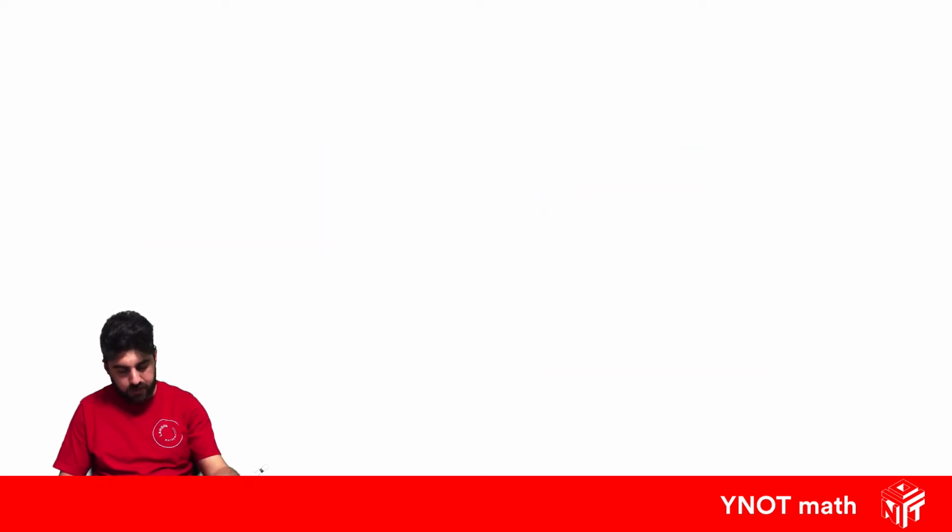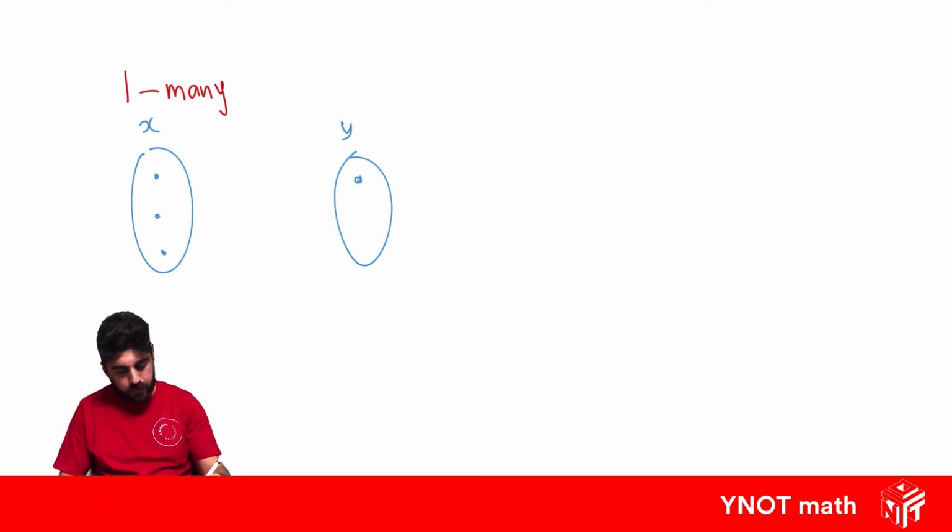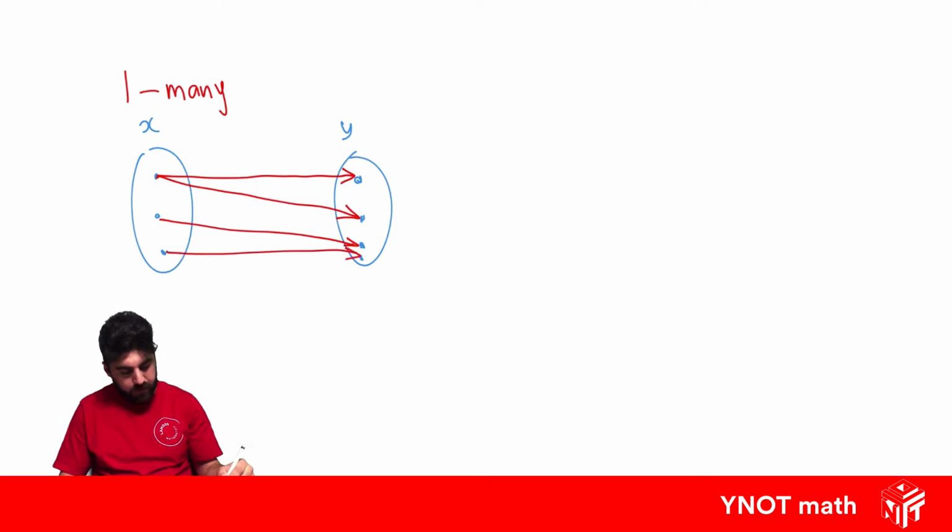Our next one is going to be a one-to-many relation. So if we draw our diagram for this one, where we have values of x and values of y, a one-to-many would be that for one value of x, we could actually have many different values for y. Just draw another one. So you can see one of those values of x is going to many values for y.